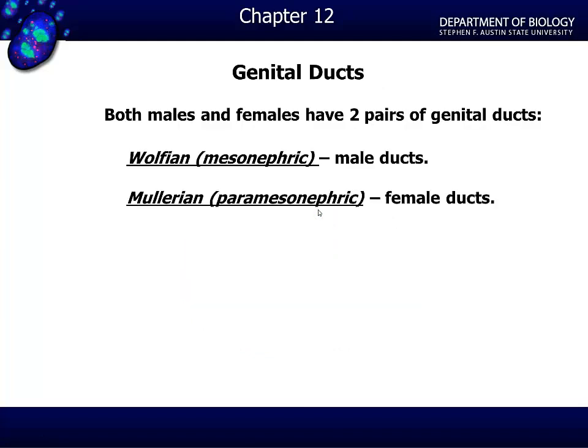Now, we've already introduced a little bit the genital ducts. We talked about the mesonephric duct and how that's going to give rise to the epididymis, part of the vas deferens. It's also known as the Wolffian. The female is going to have a second duct that parallels the mesonephric. That's where we get this paramesonephric term, and that's called the Mullerian duct. So, in males and females, both begin to develop, but the one not being used degenerates by and large.